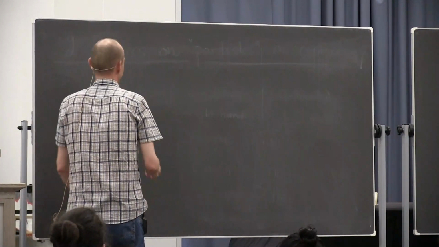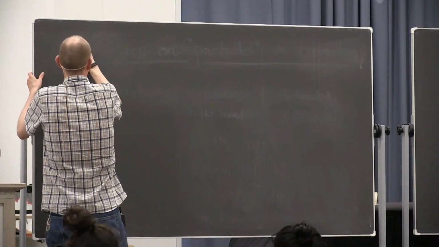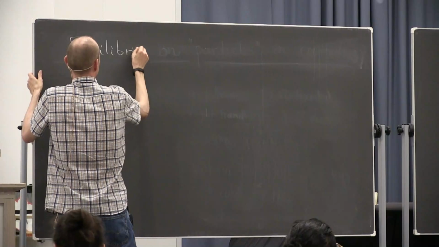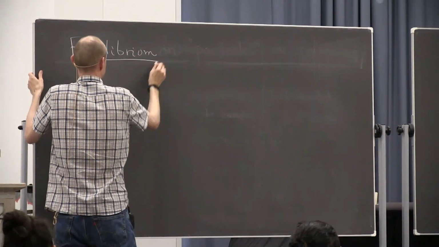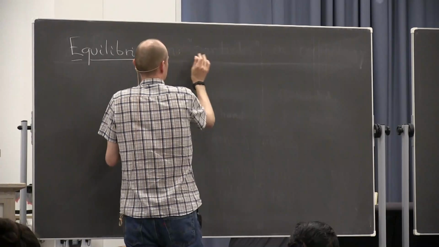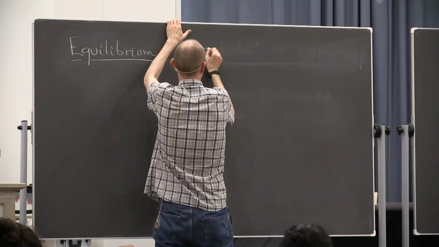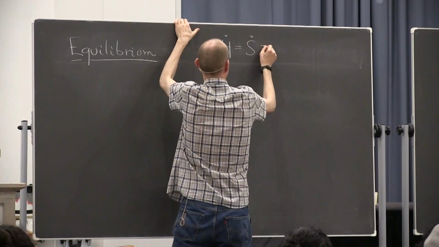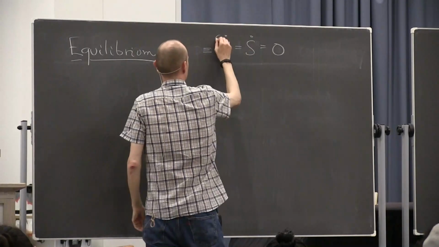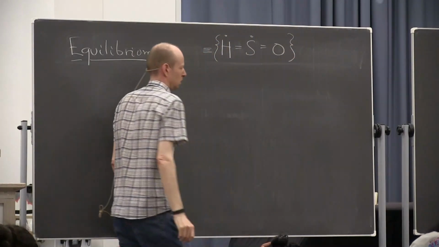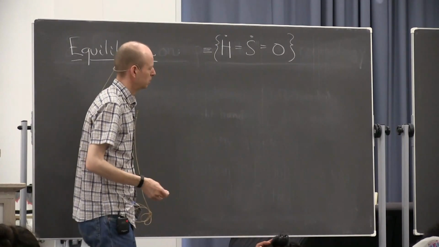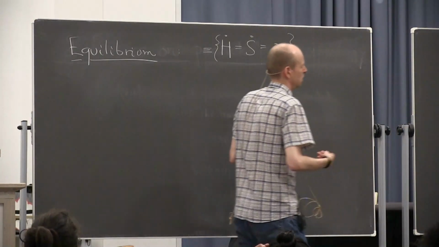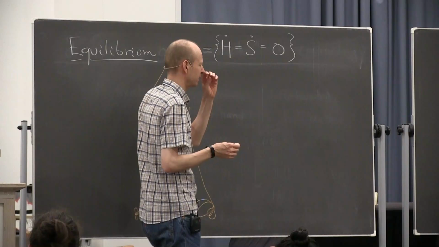Okay, so that's the general statement. Now, a particular state of the system is then what we call the equilibrium state. And the equilibrium state is by definition the state where H prime, S prime is 0. Entropy is maximized, so the derivative is 0. So to say, macroscopically speaking, nothing happens.